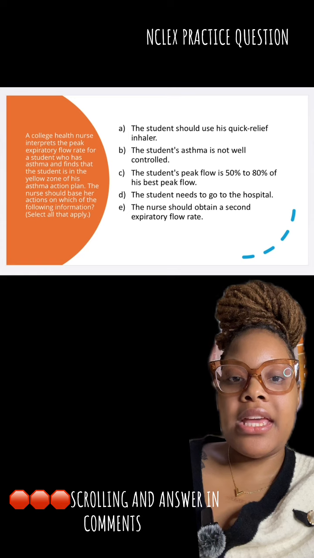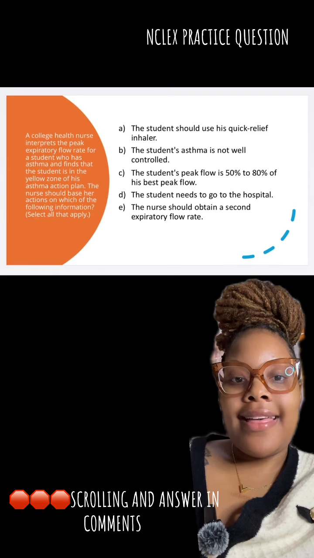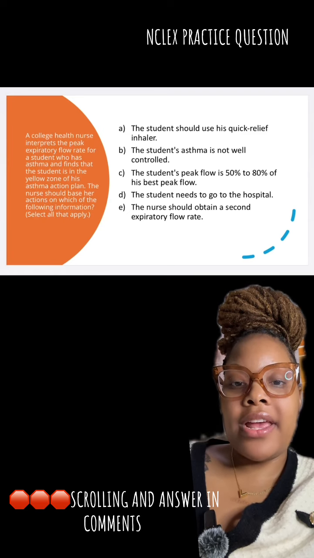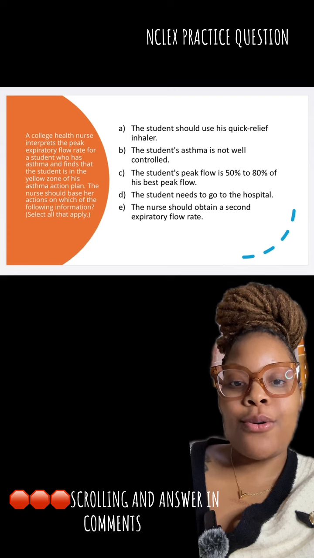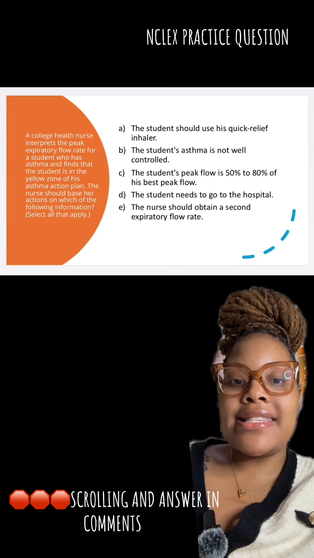Let's take a look at B. The student's asthma is not well controlled. That is also true. Being that the student is in the yellow zone, that shows that their asthma is not controlled.